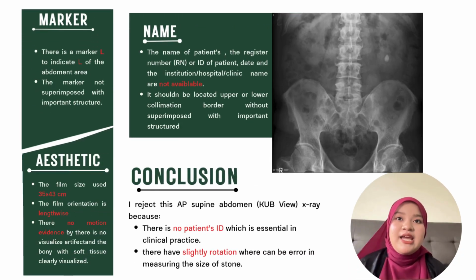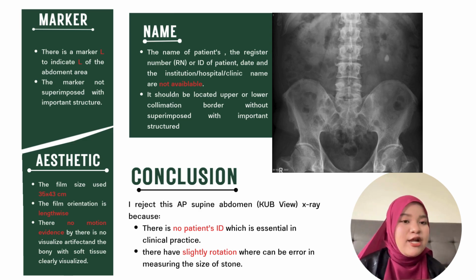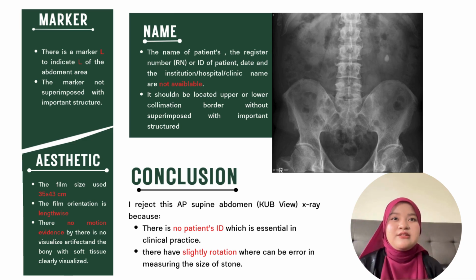There is a marker L to indicate the left of the abdominal area, and the marker is not superimposed with important structure. And last but not least, we have the A. A is the artifact, and the film size used is 35 by 43 cm, and the orientation is lengthwise. There is no motion evidenced by any artifact, and the bony and the soft tissue are clearly visualized.